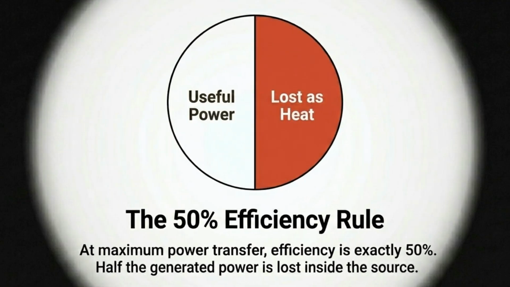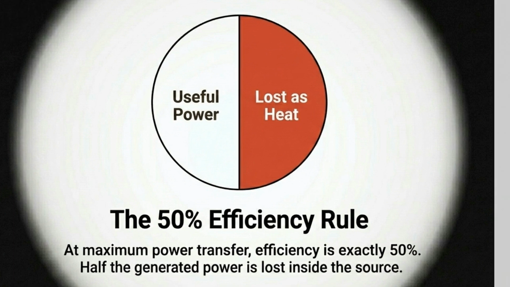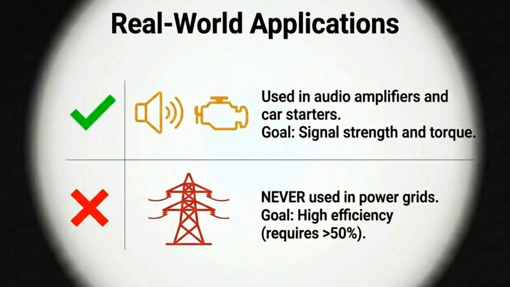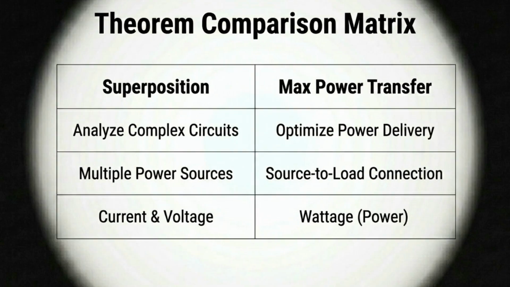The 50% efficiency rule states that at maximum power transfer, exactly half of the generated power is useful, and the other half is lost as heat inside the source. Maximum power transfer is used where signal strength is prioritized, like in audio amplifiers. It is never used in power grids, which require high efficiency above 50%.